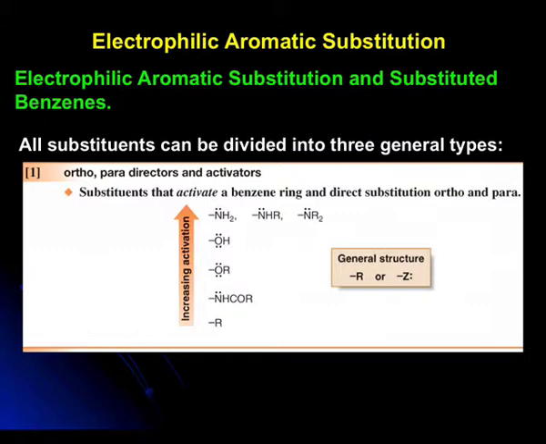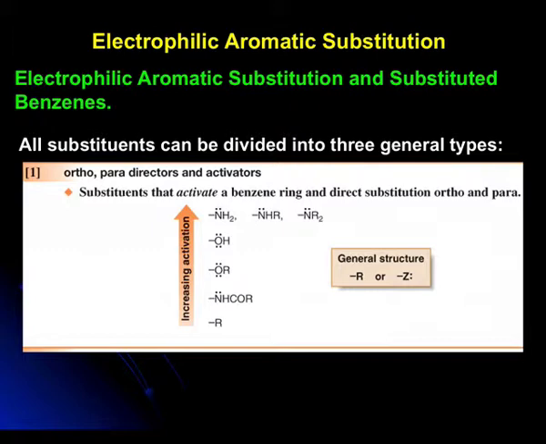Okay? Because there are 3 types of substituents, general types. Okay? The first is the activators that are ortho-para directors. Okay? Ortho-para directing and activating. With the exception of the R group, simplify the list for me. What else? What's more important than nitrogen or oxygen?